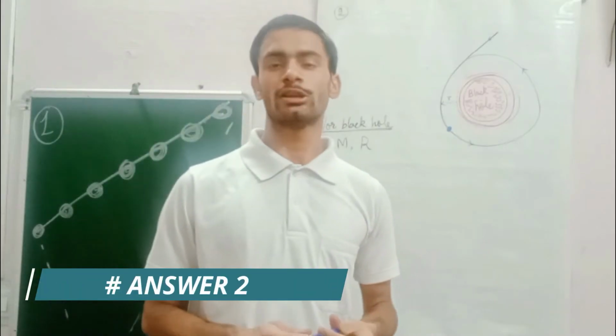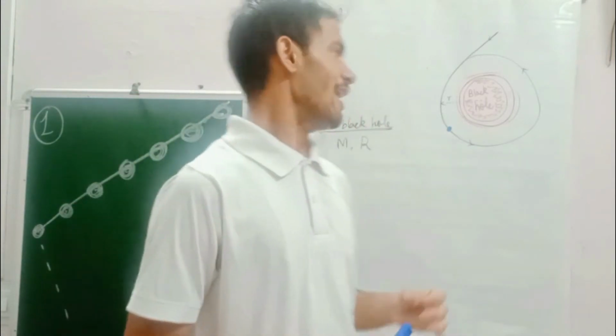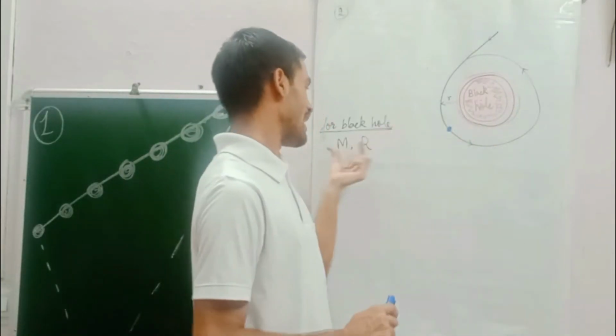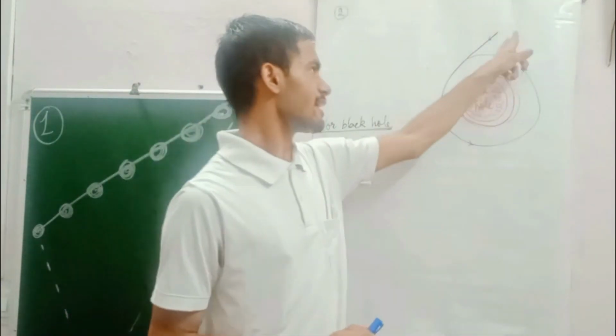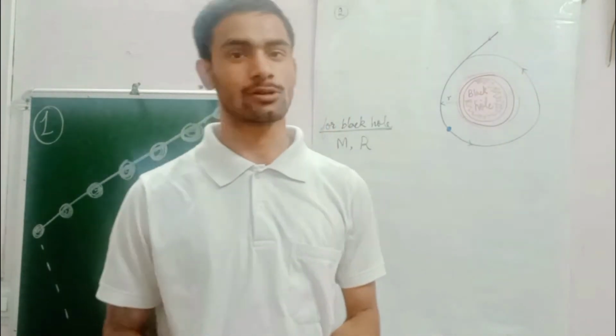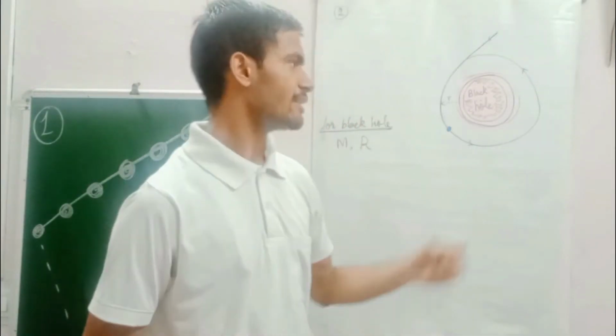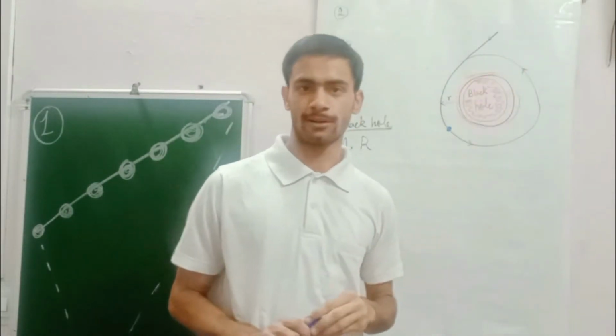Let's move on to question number 2. Question number 2 was related to a black hole, and for the black hole we are given that its mass is M, its radius is R, and light is circulating around the black hole, which in general is called an accretion disk, and its radius is small r. So we were asked different parameters.